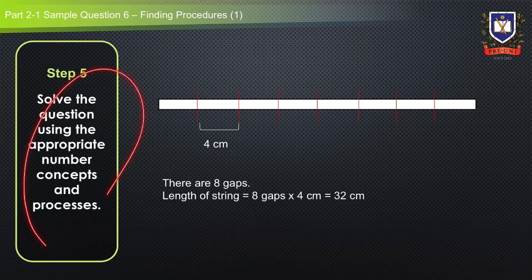Now, step 5 is where we solve the question using the appropriate number concepts and processes. The 7 marks result with 8 gaps on the string. We know that the length of the gap is 4 centimeters. Therefore, the total length of the string would be 8 gaps times 4 centimeters, which is equal to 32 centimeters.